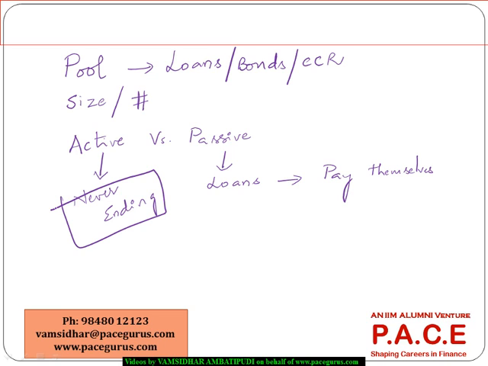So we have to understand whether the pool is actively managed or passively managed. Generally, anything associated with long-term loans like home loans, mortgages, or vehicle loans are generally passively managed. But when we are talking about short-term scenarios like student loans, or even credit card receivables, we see that they are actively managed itself.